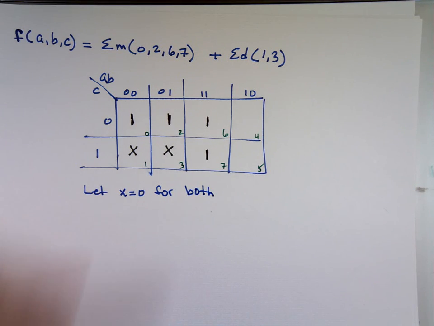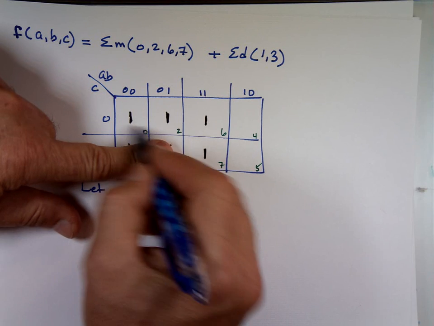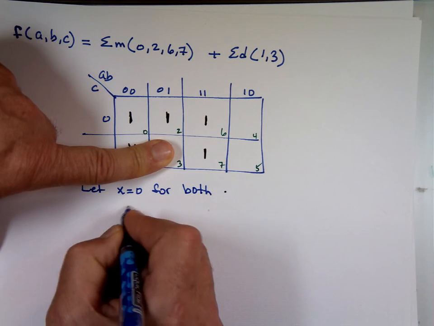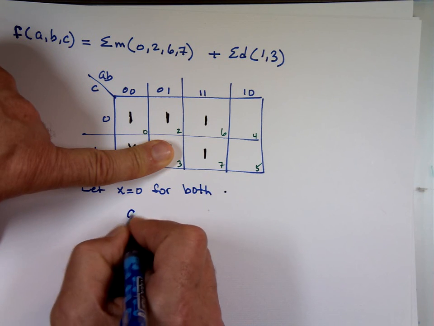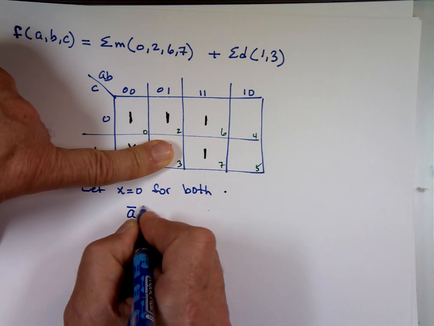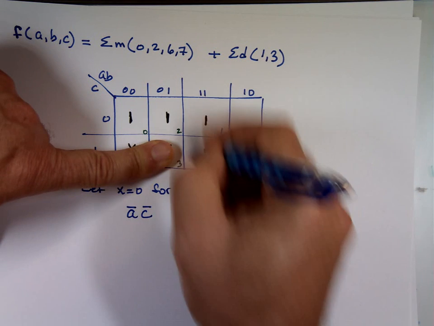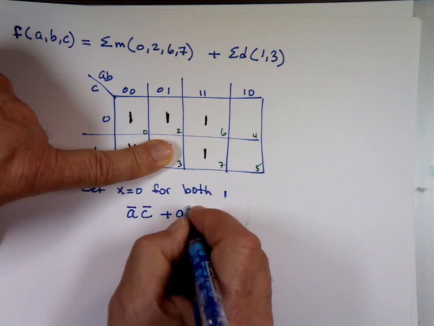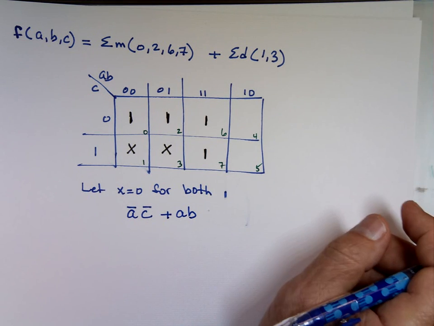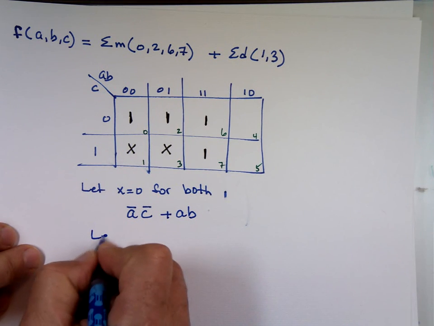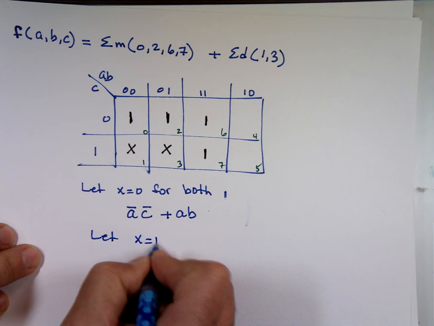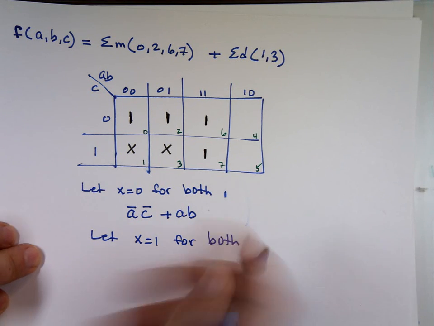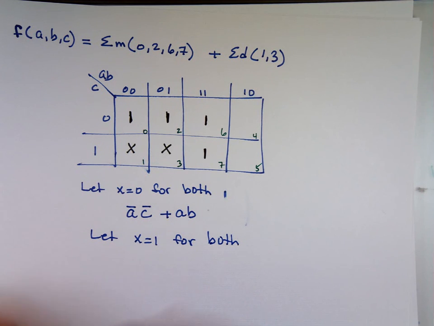this is one group right there. And what is that when you read that? That is A naught, C naught. And if I group these two here, that'll be AB. But in this example, if I let x equal 1 for both, they don't always have to be both. But in this case, they tend to simplify nicely.